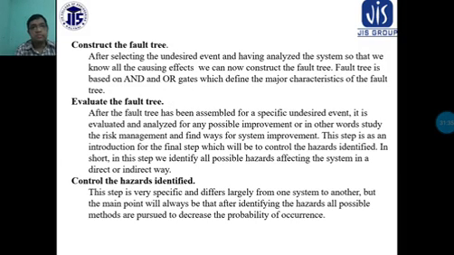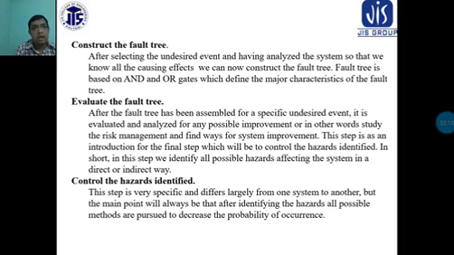Then come constructing the fault tree and evaluating the fault tree. After selecting the undesired event and analyzing the system, so that we know all the causes and effects, we can now construct the fault tree. The fault tree is based on AND and OR gates. Then, in the evaluation, we can analyze the possible improvements, in other words, the risk management, and find ways for system improvements.